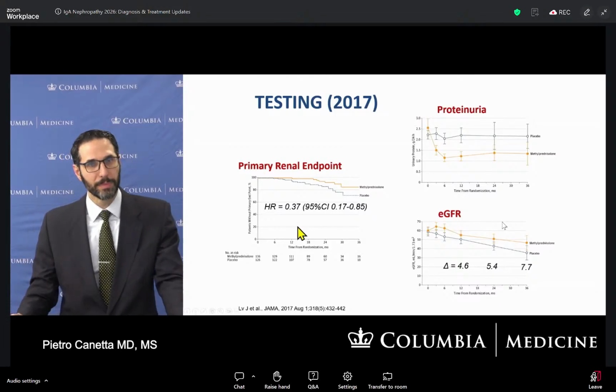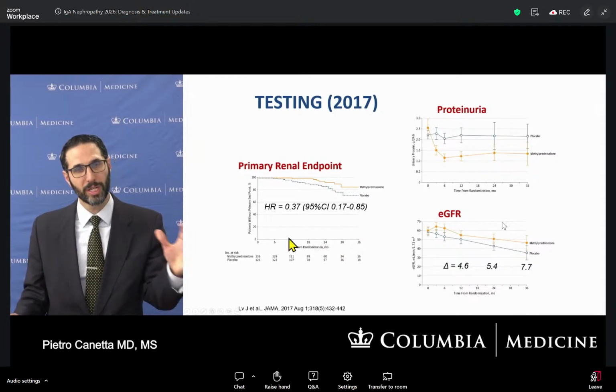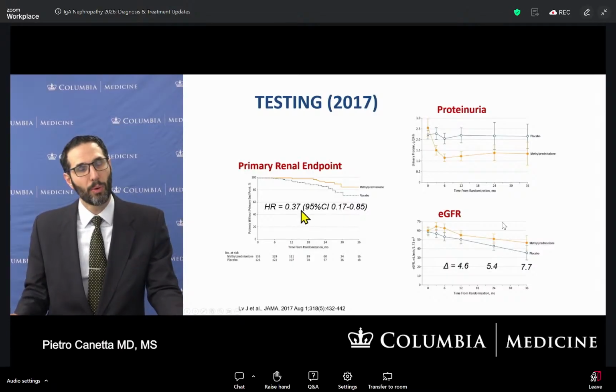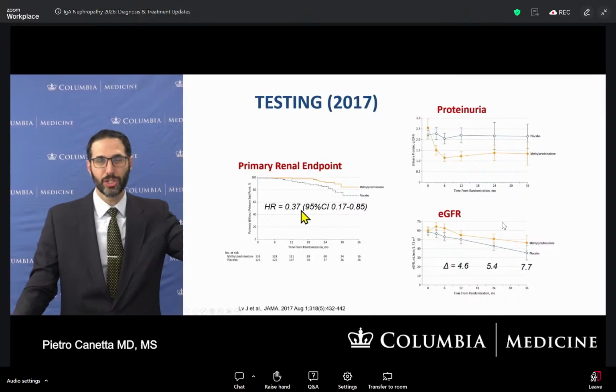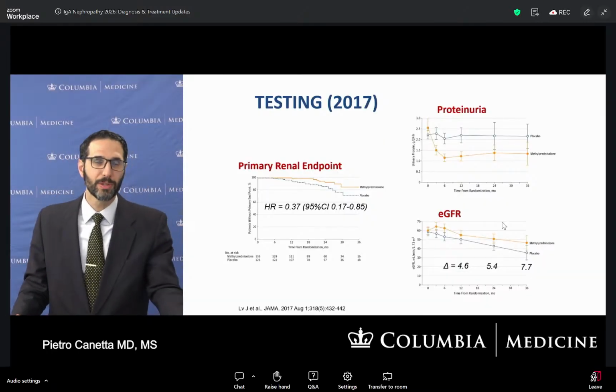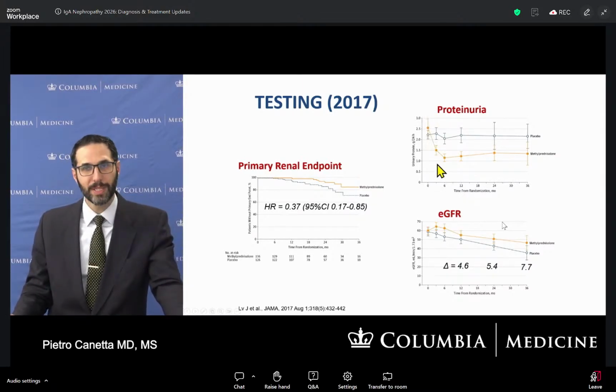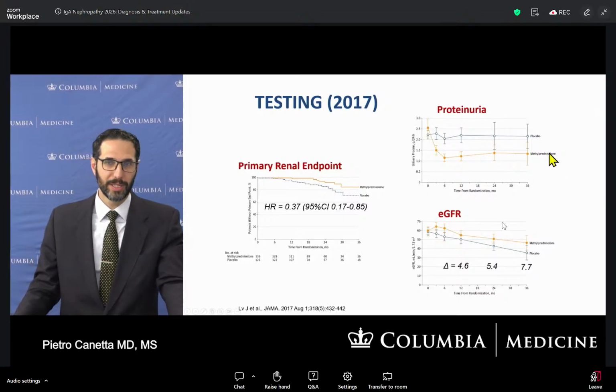Here are the outcomes. In the methylprednisolone group, the hazard ratio of the primary renal endpoint, which was a combined endpoint, was 0.37. And if you remember what I just showed you, that meta-analysis that came before, that hazard ratio is 0.32. So numbers that look very similar. The proteinuria, just like before, during the time of treatment, which is 6 months of treatment, it drops, and then it stays low out here to 36 months.